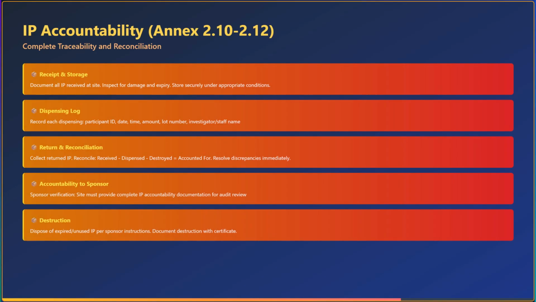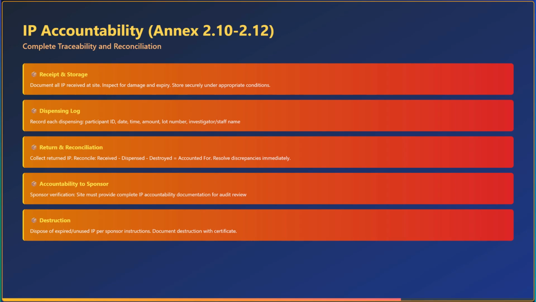Yes, accountability. We need to document receiving it, the storage conditions, temperature logs, all that. And then there's the dispensing log, which needs to be flawless. Participant ID, date, time, the amount dispensed, the lot number, who dispensed it, every single detail. Traceability is key. But the real test comes at the end, doesn't it?